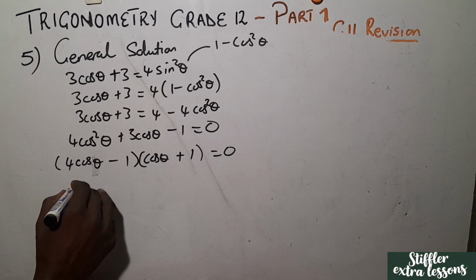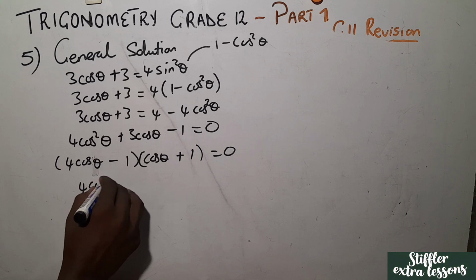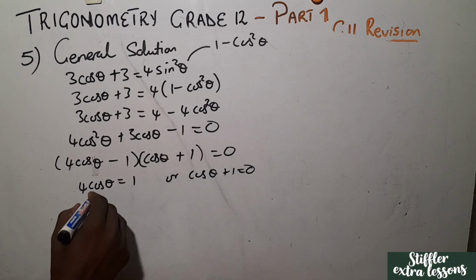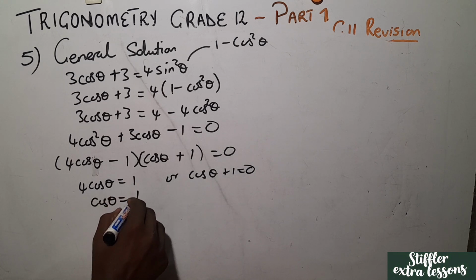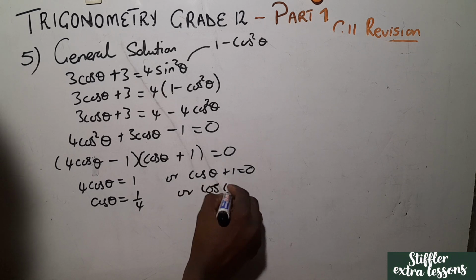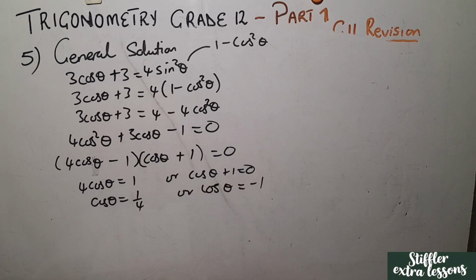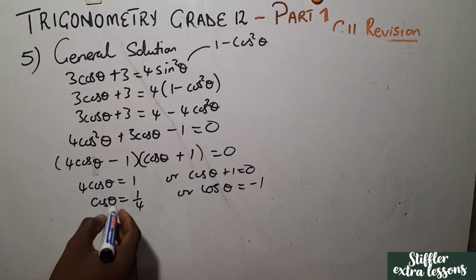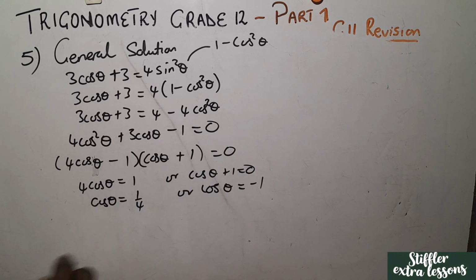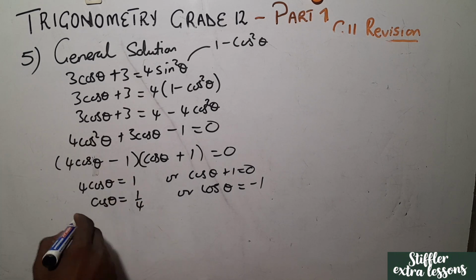Which will mean that our 4 cos theta is equals to 1, or our cos theta plus 1 is equals to 0. So our cos theta is equals to 1 over 4. Our cos of theta is equals to negative 1. So now we are at the position of finding the general solution. So what do we do now? Finding the general solution. If you are having a negative value there, please don't put it in the calculator to find the reference angle. Always put a positive number.